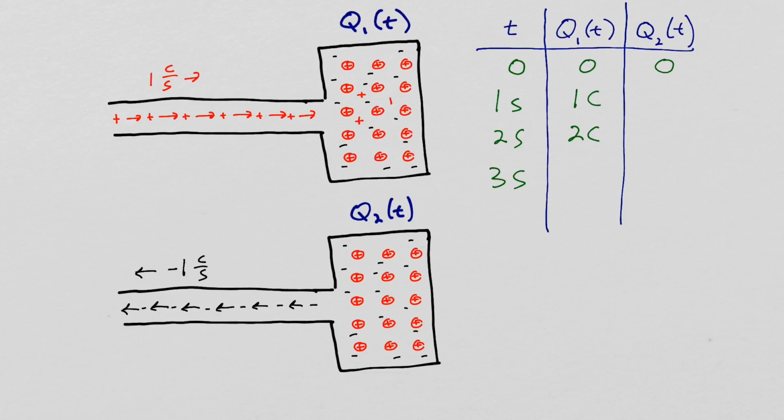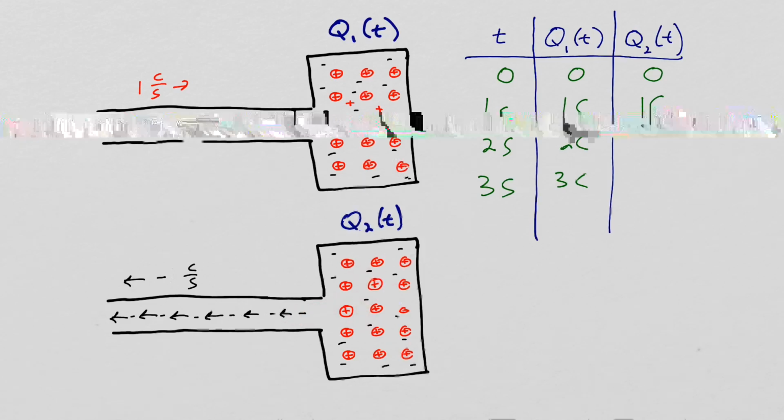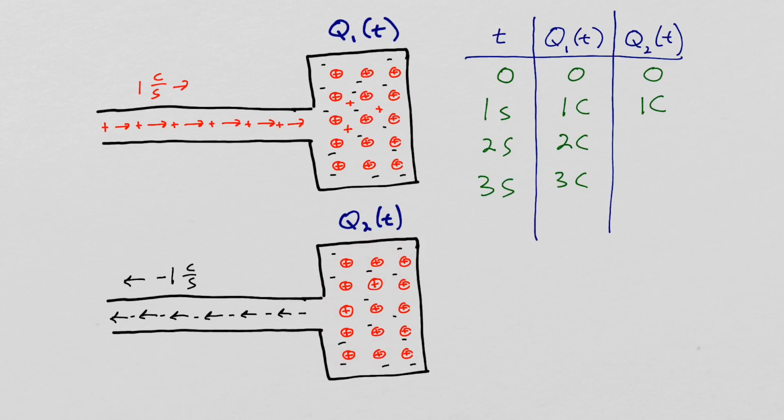Now let's focus on the wire with the minus 1 coulomb per second flowing to the left. So after 1 second, we'll have a minus 1 coulomb having flowed out of our reservoir. So the net charge in our reservoir will be plus 1 coulomb. After another second, another minus 1 coulomb will have flowed out of the reservoir. Now we'll have a total of 2 coulombs. After another second, we'll remove another minus 1 coulomb. So now we'll have a net of plus 3 coulombs.